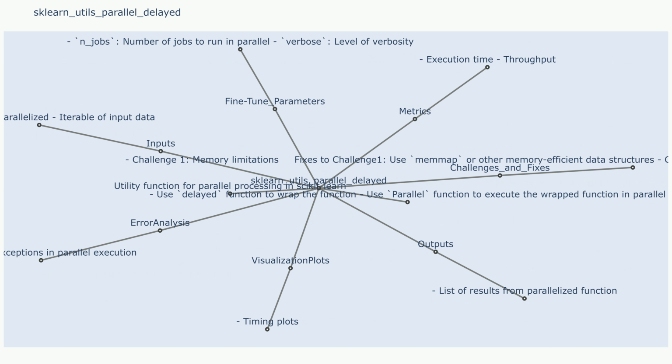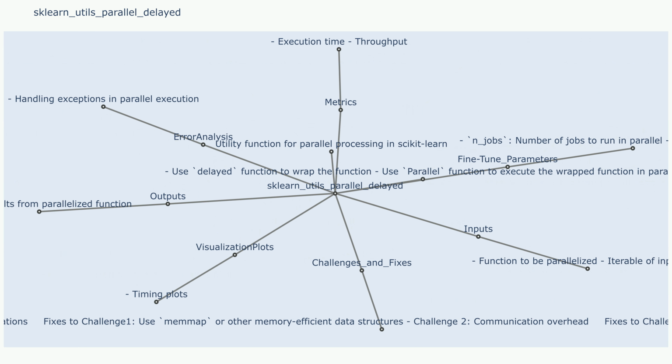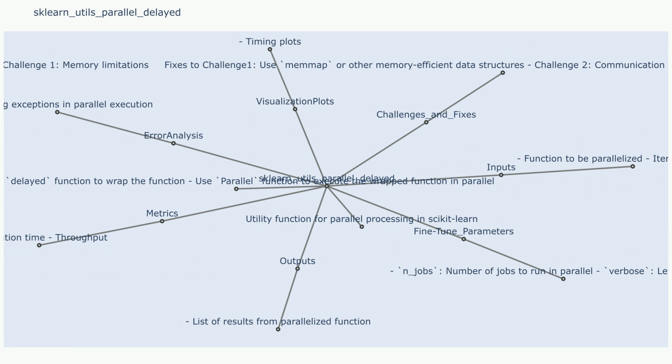Inputs: function: the function you want to parallelize. This function can take any number of arguments. Arguments: any arguments required by the function you are wrapping. You can pass a single argument or a list of arguments. Outputs: delayed object: this object encapsulates the function and its arguments, ready to be executed in parallel.